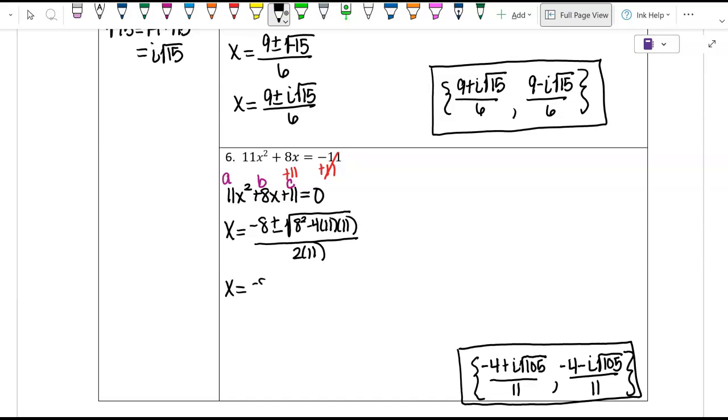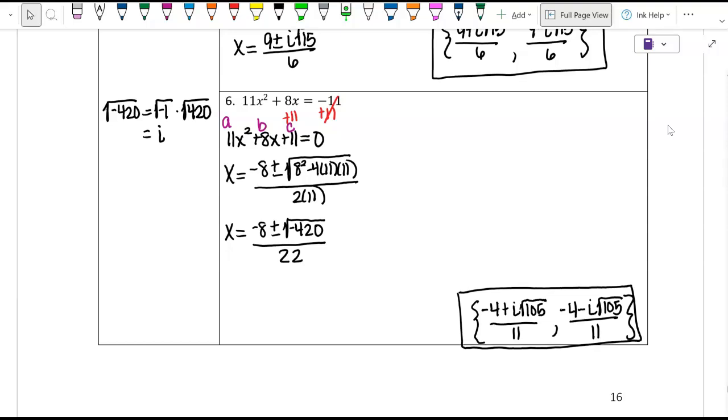So x equals -8 plus or minus the square root. When we multiply all of that out, we should have gotten -420 all divided by 22. So the square root of -420 is the square root of -1 times the square root of 420. So we know we're going to have an I in this answer because of that negative sign under the radical.